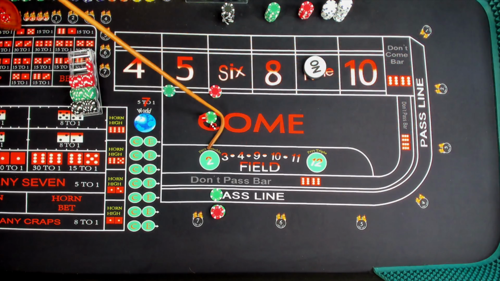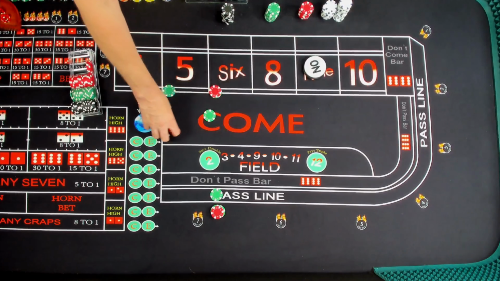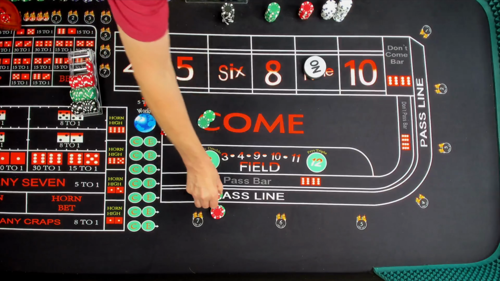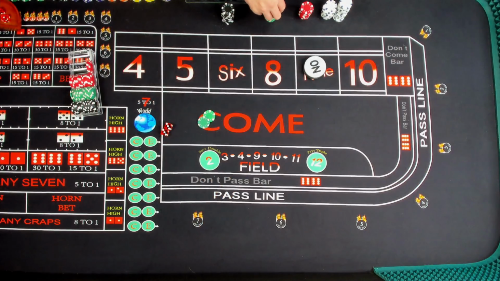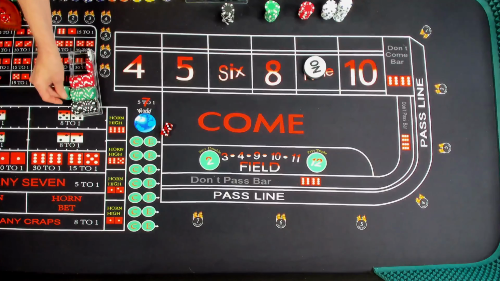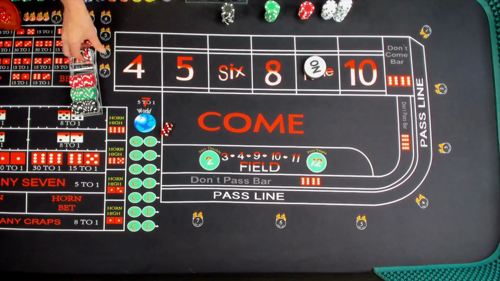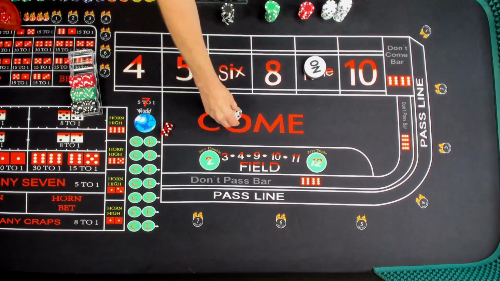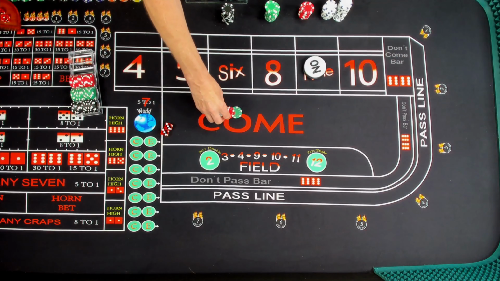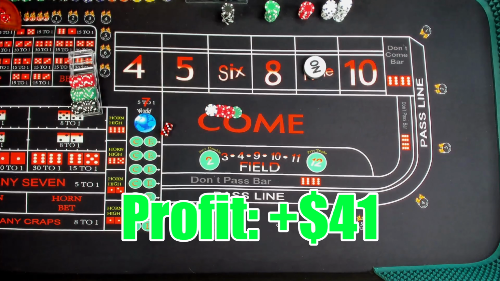And 7 out, of course. But we had a come bet out there, so get paid 25. We swipe everything. And very quickly, $41 profit. Very quickly, we didn't go through too many rolls. We did about a minimum of 3, but as you see, 41 bucks.